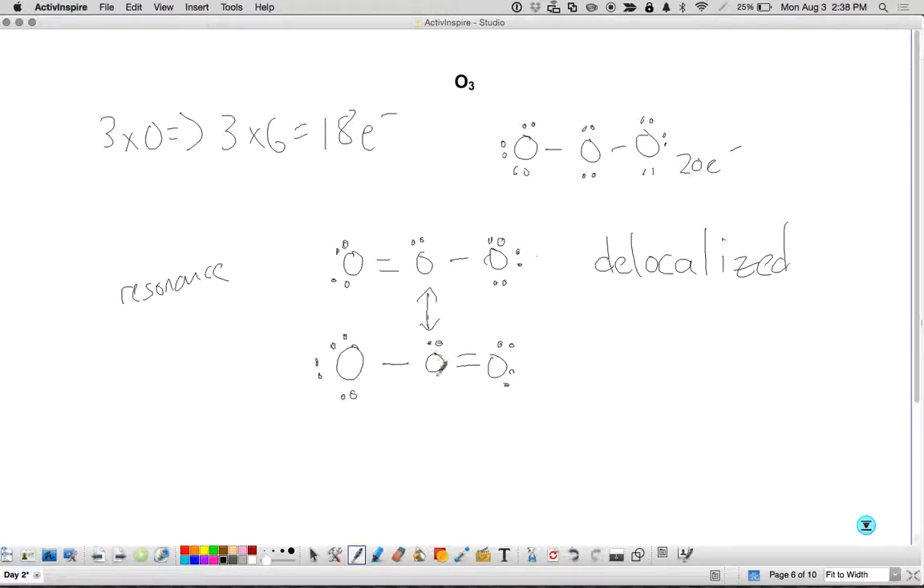Okay? And the way that we indicate equivalent structures or resonance structures is with an arrow, a two-sided arrow. And that's important. Don't forget that. Okay?